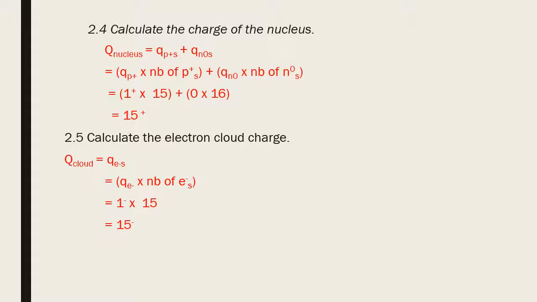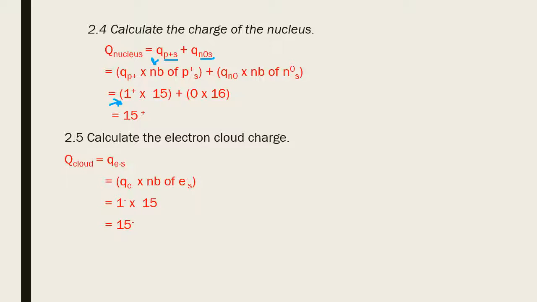Calculate the charge of the nucleus, please. The nucleus contains the protons and the neutrons. Okay, so the charge of the nucleus is the charge of the protons and charge of the neutrons. What is Q? Q is charge. So here, look, we write charge of the nucleus is the charge of the protons plus charge of the neutrons. So what is the charge of the protons? The charge of one proton, which is given, is 1 plus, times the number of protons. We figured out that the number of protons is 15.